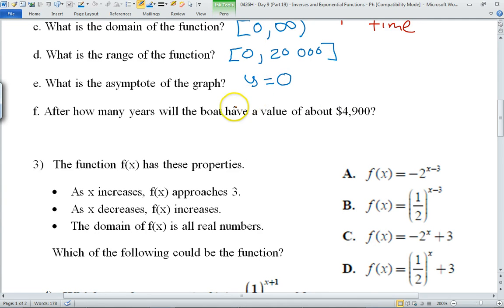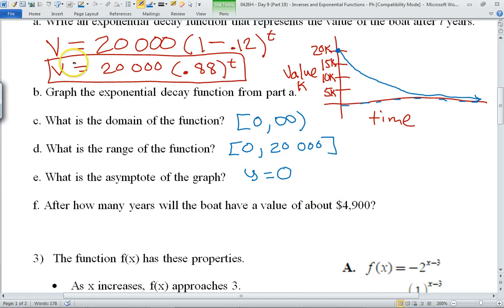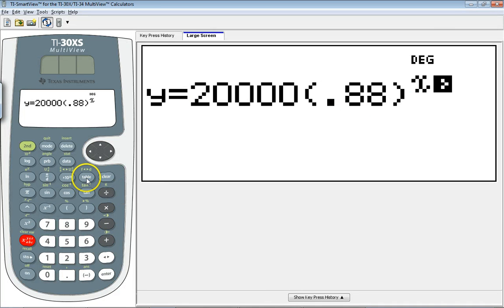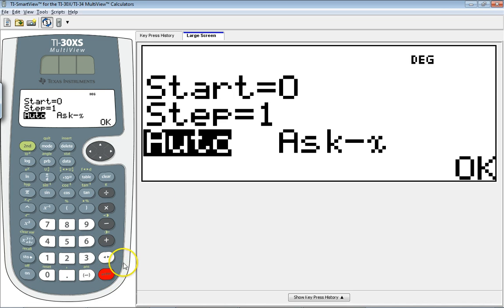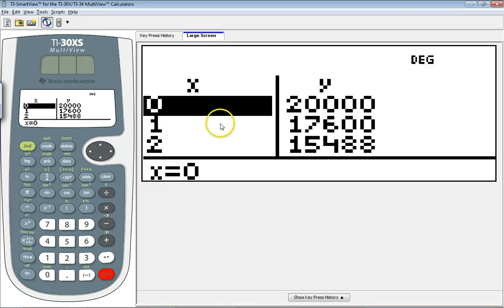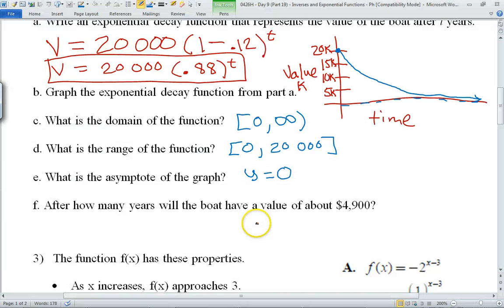Now, after how many years will the boat have a value of about $4,900? To figure that out, let's put this equation in our TI-30. So you would hit your table button so you can type in your equation to get a table. So this is what it would look like in your calculator. If I hit enter right now, I'll just let it start at 0, which is fine. I'll hit enter a couple more times until I get my table. As you can see, it's starting off here at 20,000. Now, what's that number that we're looking for?